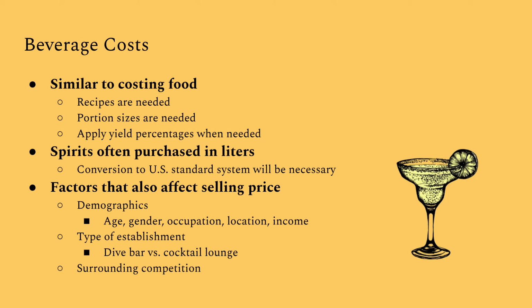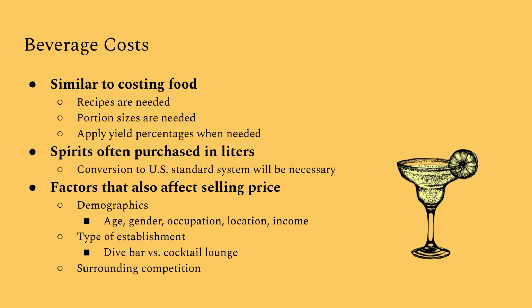What is the biggest difference from costing out food is that spirits, meaning alcohol and wine, are often purchased in liters. So we will have to do some conversions to the US standard system to make that costing process easier. However, spirits are often sold in similarly sized containers, being like liters or 750 milliliters. So you'll just see those numbers repeating, and then you'll have that conversion programmed into your brain after a certain point of doing it so much.